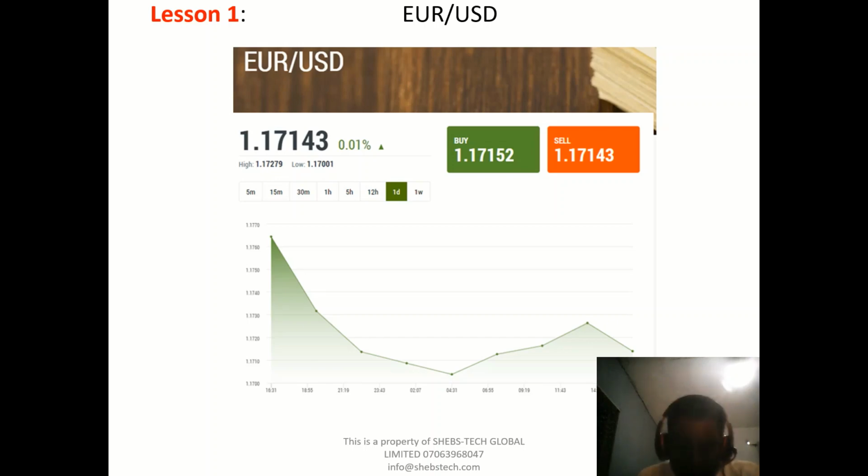Now let's take for instance you have the Euro USD, and you are trading. You have a chart. You have the price quotes. This is the current price of the currency pair Euro USD at 1.17143. You see in green 0.01%, and there's an arrow pointing upward, which means the currency pair has appreciated by 0.01%. You buy at this price and you sell at this price. You want to buy, you click on buy. You want to sell, you click on sell.